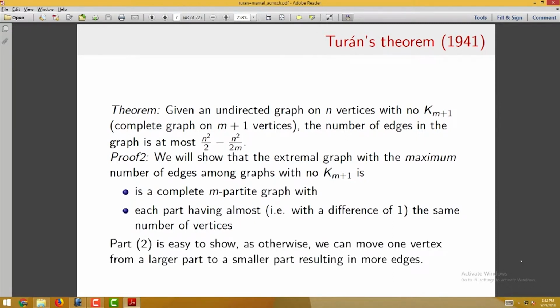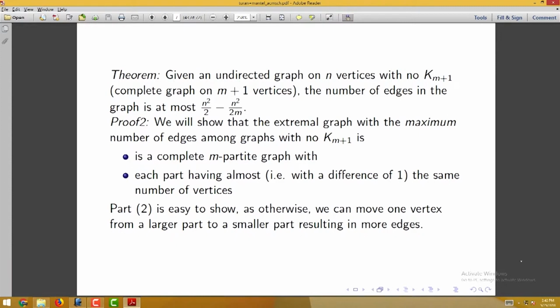Again, I think we argued this for bipartite. If I manage to show that it is a complete multipartite graph, then the maximum number of edges is obtained when the parts are all of equal size. Otherwise, you can move one vertex from the larger part to the smaller and you will get more edges. So if I show that it is a complete m-partite graph, the maximum number of edges you will get is when they are all of the same size, and the bound will follow. So we will focus on proving the first part.